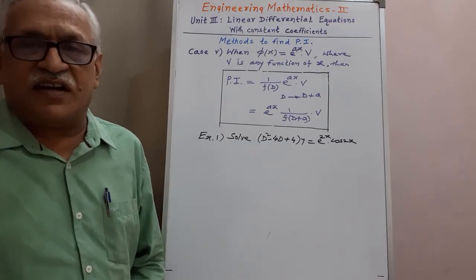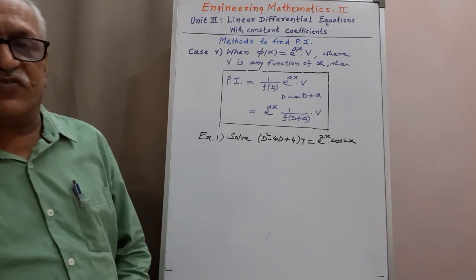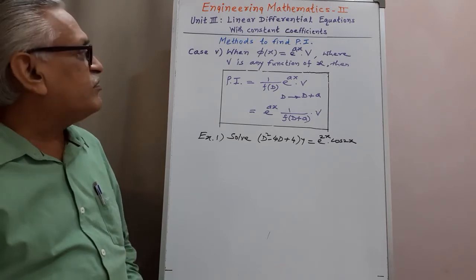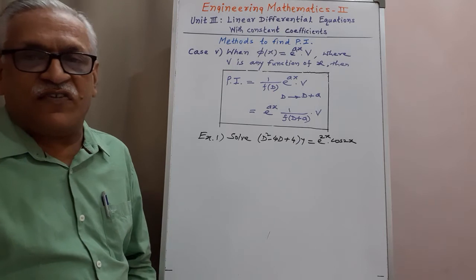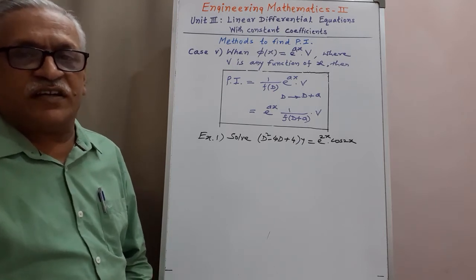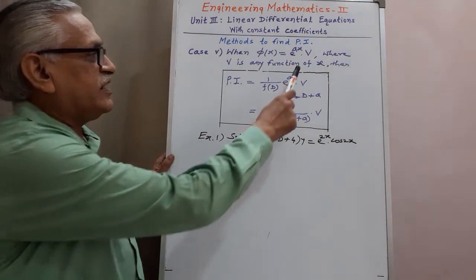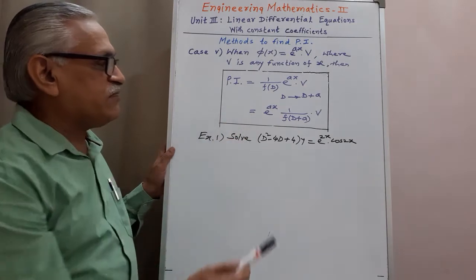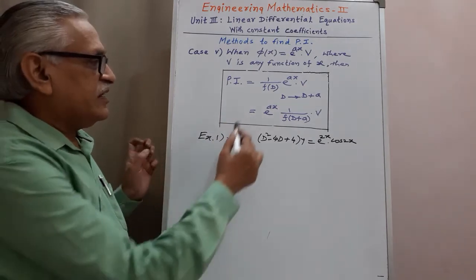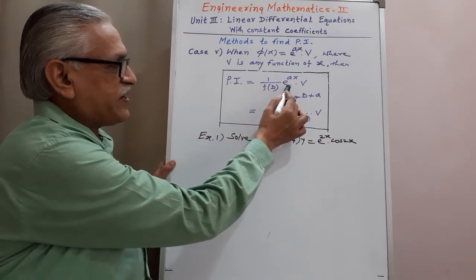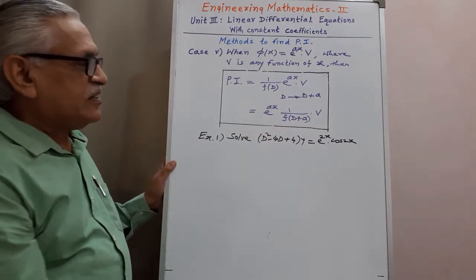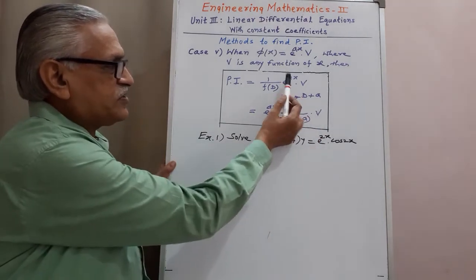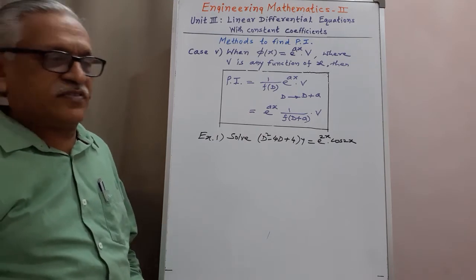Hello friends, myself R.D. Mahajan presenting next video on the topic methods to find particular integral, case number 5th, when function phi of x is in the form of e raised to ax into V, where that V is any function of x. Then a particular integral is obtained by that inverse operator technique. It is 1 upon f of D operated on e raised to ax into V. Rule is that we have to replace D by D plus a, where a is the coefficient of x in the term of e raised to ax.